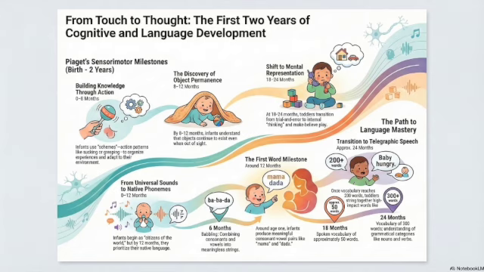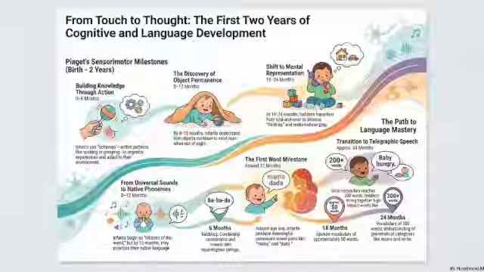They still make some highly specific logical errors during this transition, though. The A not B search error stands out as a really bizarre glitch in their reasoning. It's fascinating. The A not B error is a perfect window into how their memory and their motor skills overlap. You hide a toy under blanket A several times. The baby reaches under blanket A and finds it. Then, while the baby is watching you the entire time, you physically move the toy and hide it under blanket B. And you'd think they would just reach for B.